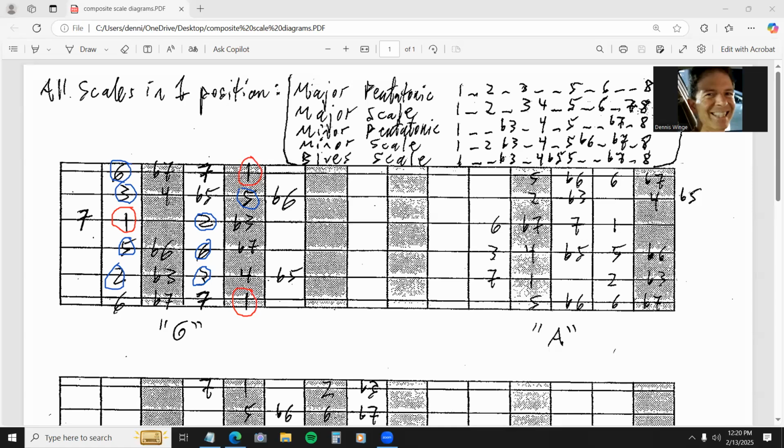Now, when you're going from the major pentatonic to the major scale, all you're doing is adding 2 notes. So look at this. You're adding the 4 and the 7, because instead of 1, 2, 3, 5, 6 up here, now you've got 1, 2, 3, 4, 5, 6, 7. So all you do is add the 4 and the 7. You should know where the 4 and the 7 is without having to memorize diagrams, because the 4 is just a half step up from 3, and the 7 is a half step below 1.